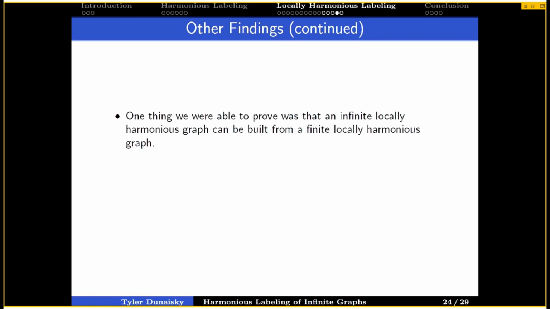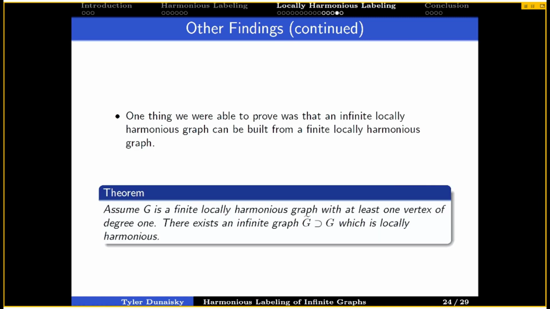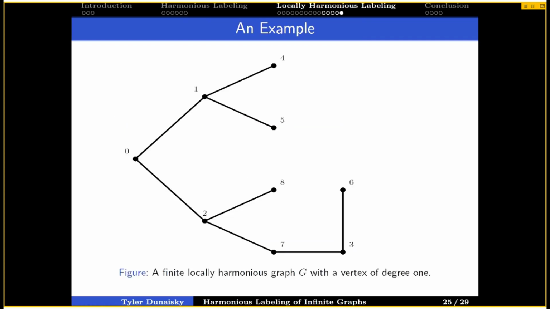Also, we were able to prove that an infinite locally harmonious graph can be built from a finite locally harmonious graph. So formally, if you assume you have a finite locally harmonious graph G with at least one vertex of degree one, then there is an infinite graph G tilde, which contains G, that is locally harmonious. So here's an example of this. Here we have a finite graph G with a vertex of degree one. And you can trust me that this is the labeling we're going to use.